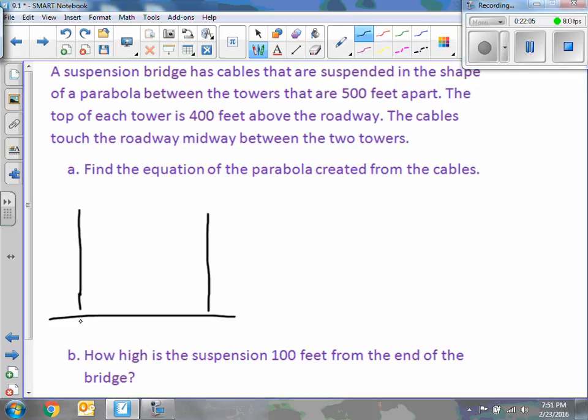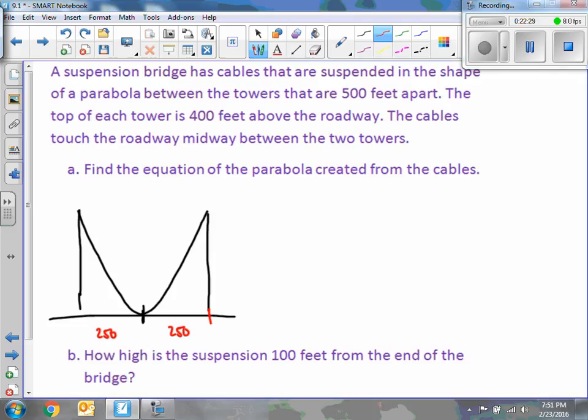We know that the two towers are 500 feet apart, in that they have a parabola here that goes midway. Well, if it goes midway, then we know that this distance here is 250 and this distance here is 250.